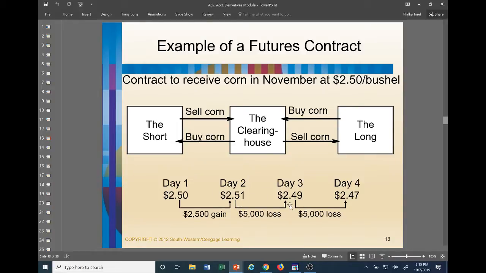So once again, this is showing we have a $5,000 loss on this day, and we get the $5,000 loss once again because we have 50 contracts multiplied by 5,000 bushels, since each contract has 5,000 bushels. And once again the spread, the difference, is 2 cents between 251 and 249. So that's how we get the $5,000.